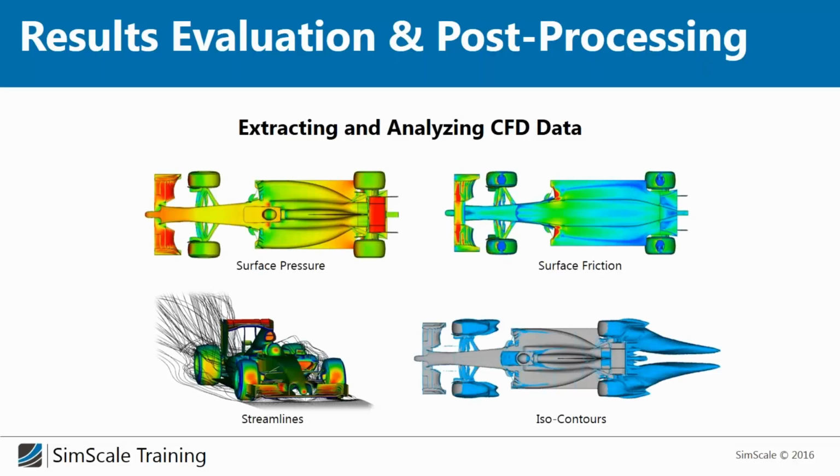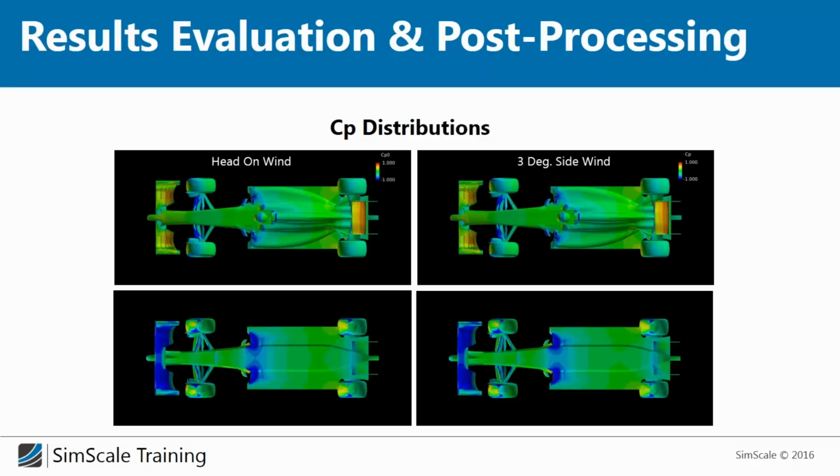Okay, so let's start to look at some data. As we have already seen, we can look at various things. We can look at the pressures on the surface, or we can look at viscous effects on the surface like friction, or we can look at things in the volume around the car in terms of streamlines or isocontours and so on. Let's start with the Cp distribution.